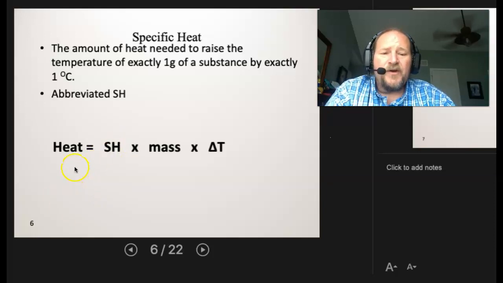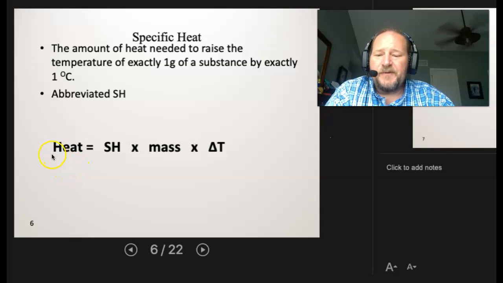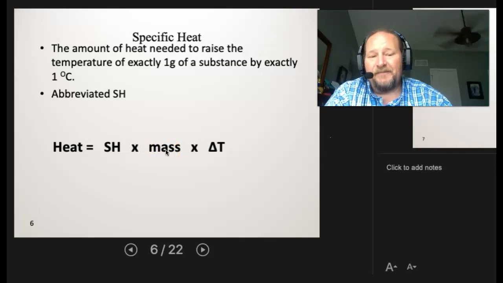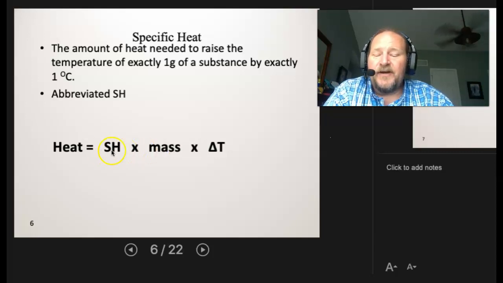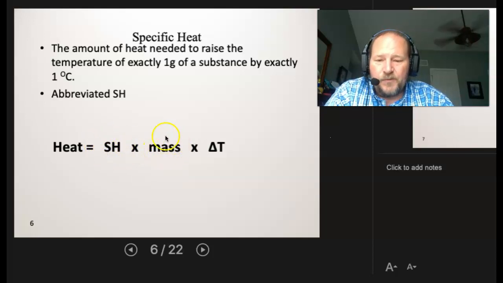Now, when we go to use specific heat, what we're going to do is calculate the amount of heat, which is equal to the specific heat, which is coming from that material, times the amount of material. Now remember, we've said this before, it's easier to heat up a quart of water than it is a gallon of water. So the more water I have, the harder it's going to be to change the temperature, the longer it's going to take, right? So water has a very specific heat. Then how much water do I have? And then we're going to look at delta T.